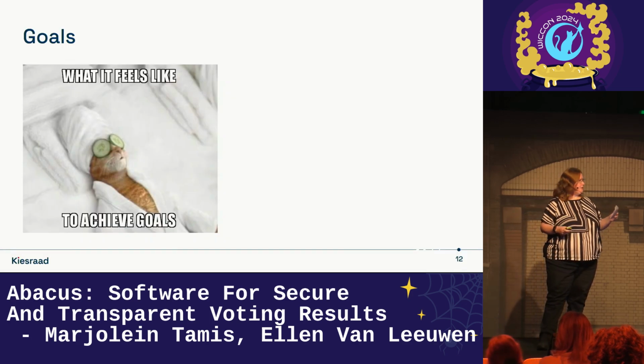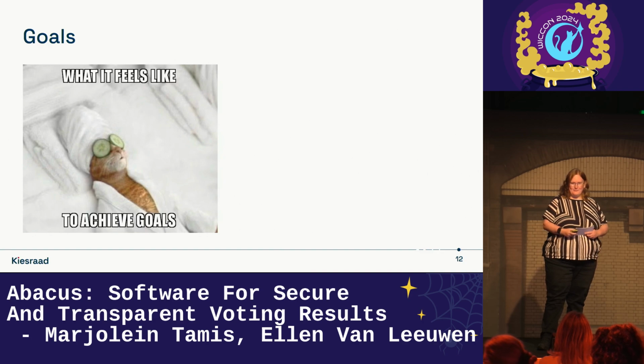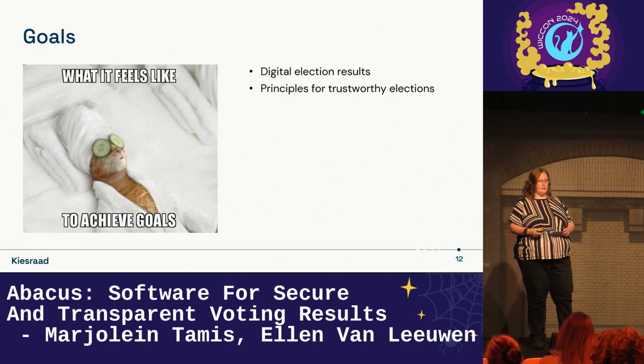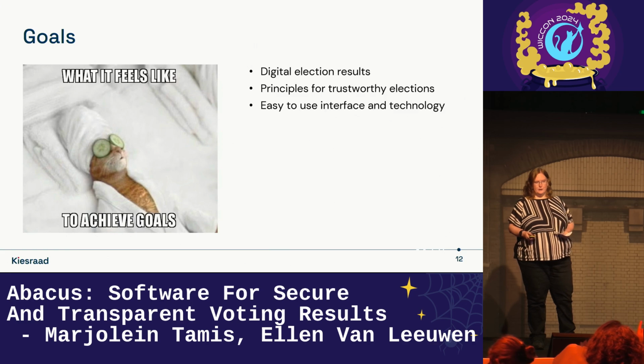So first of all, I'm going to talk about the goals. And I thought I'd add a cat picture because we do cats. I like that. Abacus will be designed to provide digital election results to prevent counting and writing errors, which is something that always happens, of course, wherever people work. Our design and implementation need to follow those principles you just saw, integrity, verifiability, and transparency being the biggest ones here. The interface and technology should be easy to use. That's what Ellen's going to talk about soon.